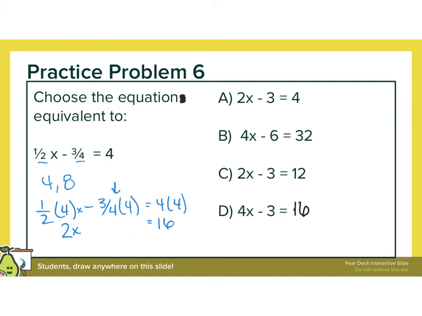So do I have an equation that starts with 2x and ends with 16? So I have 2x and 4 and 2x and 12. So nope. So we didn't multiply by 4. So let's multiply by 8.